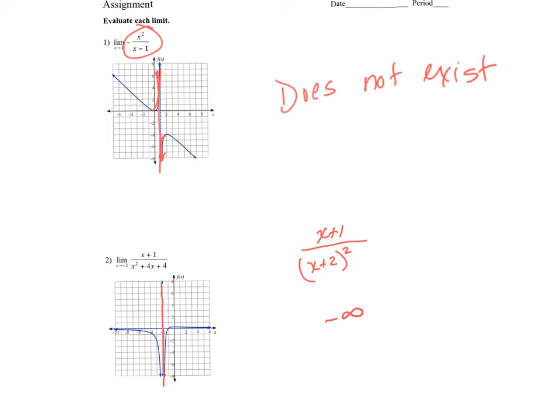What they're telling you is that as x approaches negative 2, we know it can't be negative 2 because that would make the basement 0, but as it approaches negative 2, both sides of the graph approach negative infinity. So that's why that limit is negative infinity, because they both go down. If they were to both go up, it would be positive infinity.